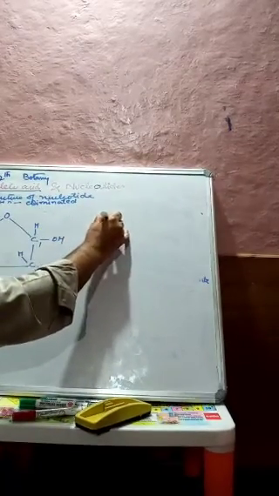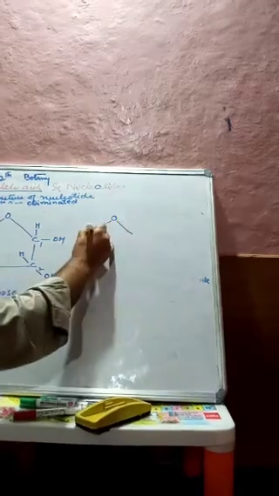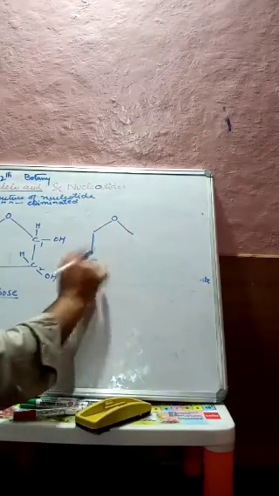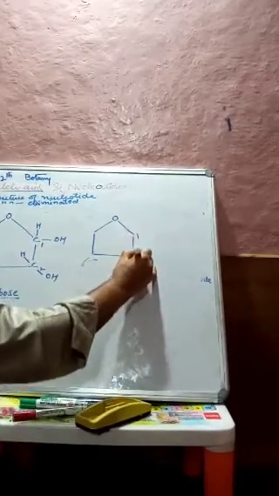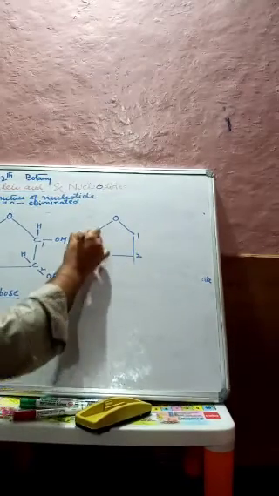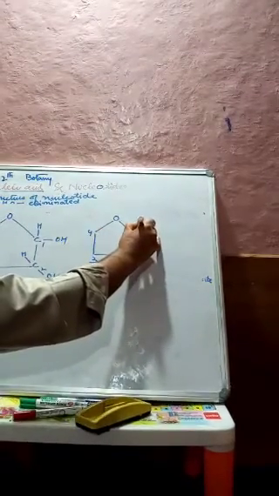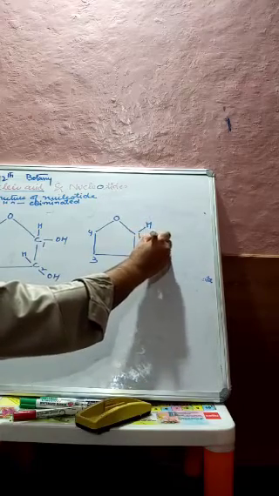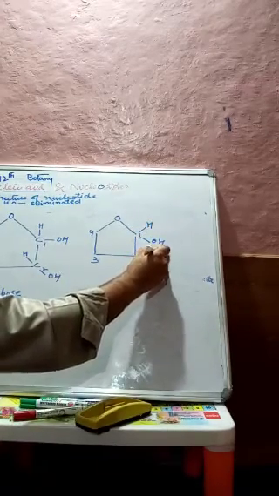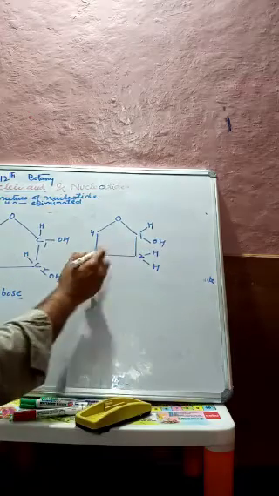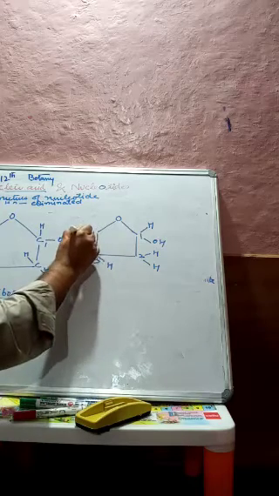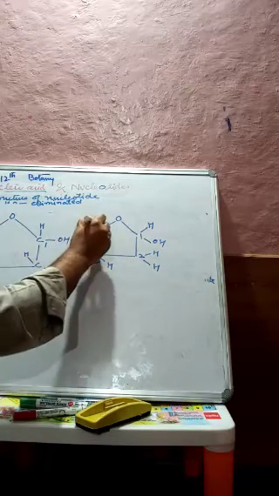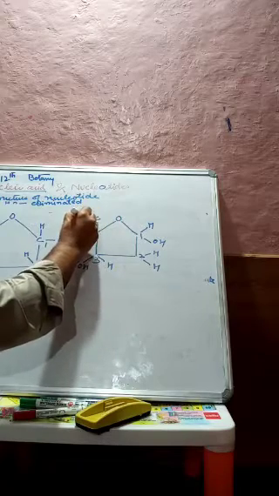Now in case of deoxyribose, I will draw the structure. This is carbon first, carbon second, carbon third, carbon fourth. Here we have hydrogen and hydroxyl group. Here it is hydrogen and hydrogen. Here it is again hydrogen and hydroxyl group. Here it is simply hydrogen, and this one is CH2OH.